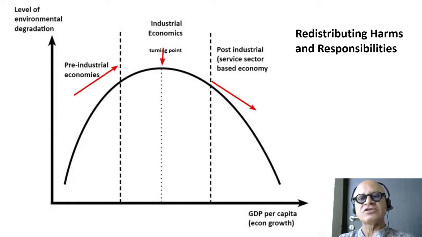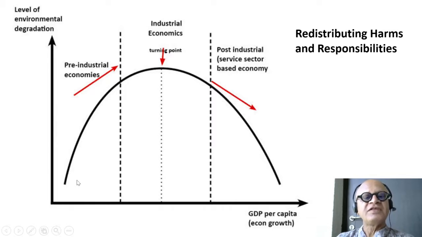So this is in the context of how would you think about redistributing the harm that is being created to the environment by our lifestyles, and how would you assign responsibility. So this is continuing the concept of where climate injustice comes from, right? So on this axis we have level of environmental degradation, and here on the abscissa we have GDP per capita, so it's some indicator of economic growth of a particular country.